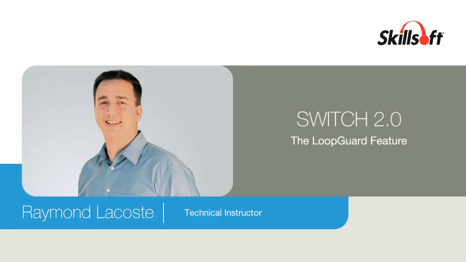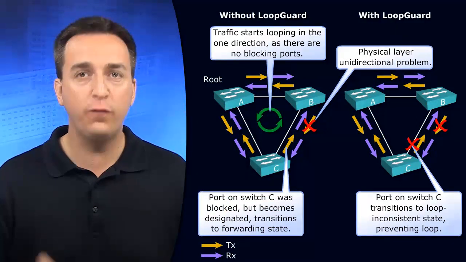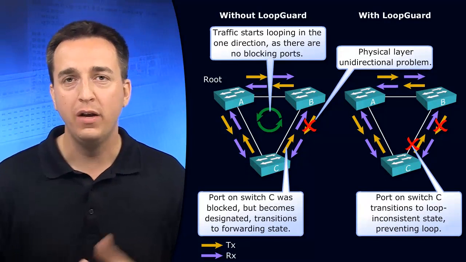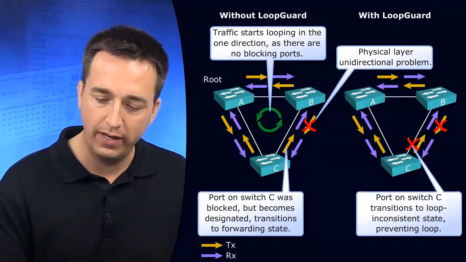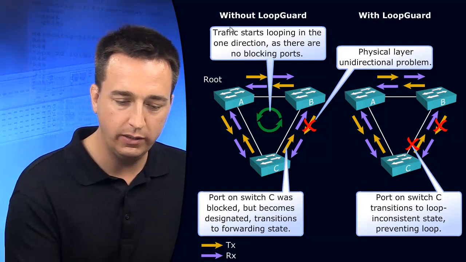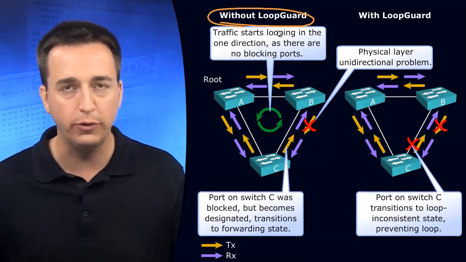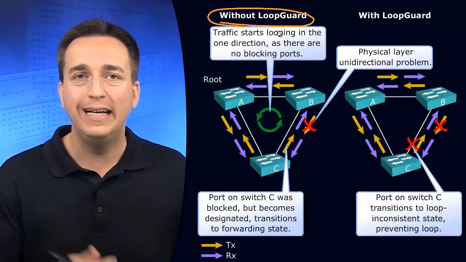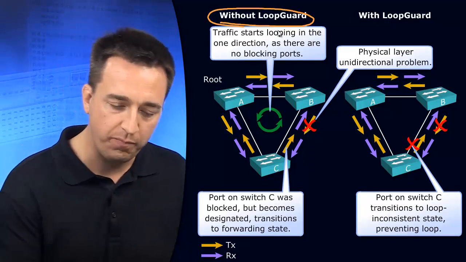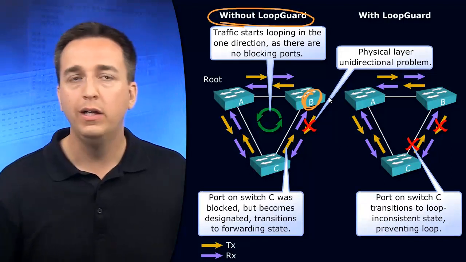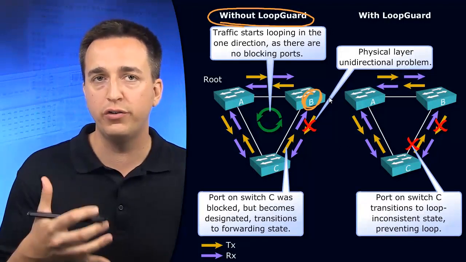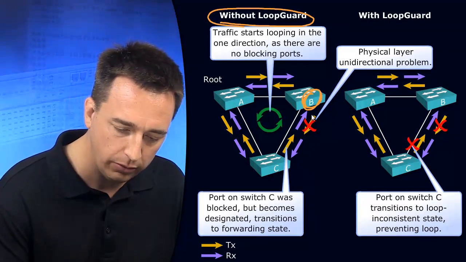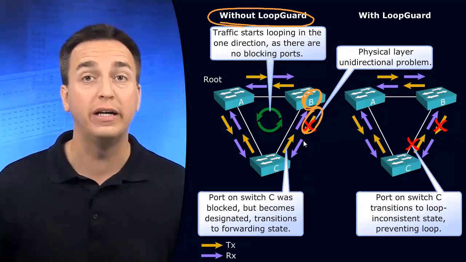LoopGuard is officially a spanning tree feature, and it's one of those stability features for spanning tree protocol. If we examine the left-hand topology that is without LoopGuard enabled, we have experienced a failure in the spanning tree operation on switch B. So since the spanning tree operation on switch B has failed, it is no longer sending BPDUs out this particular interface.